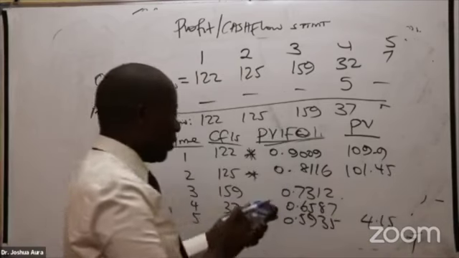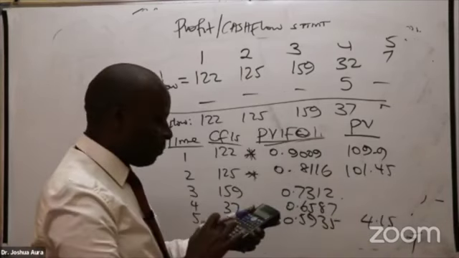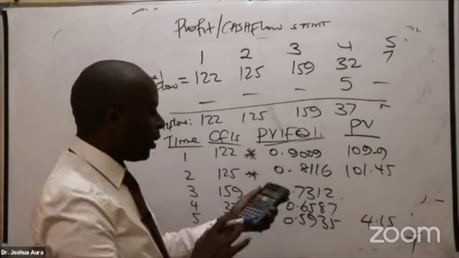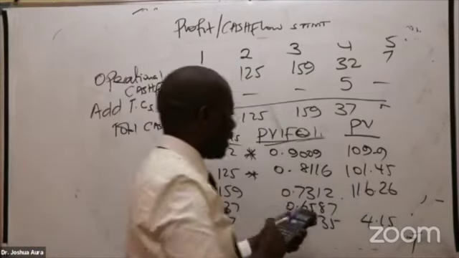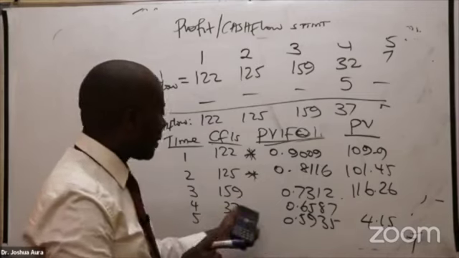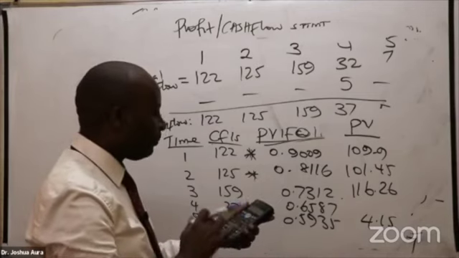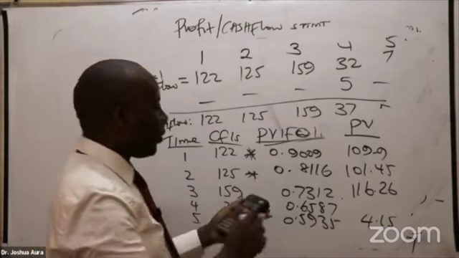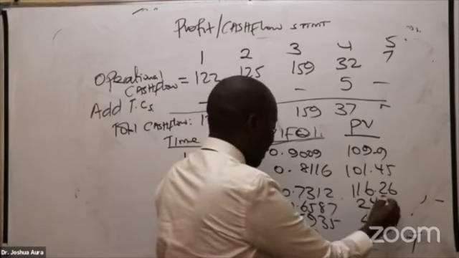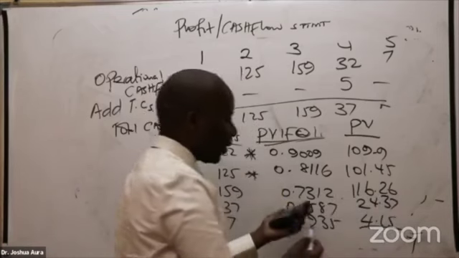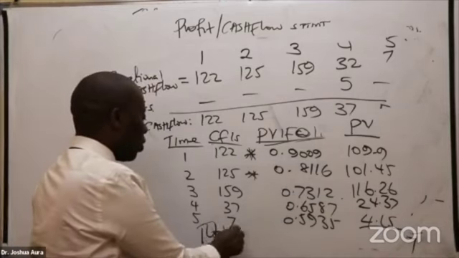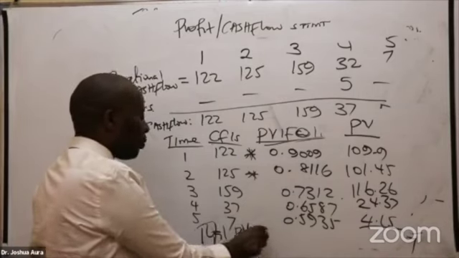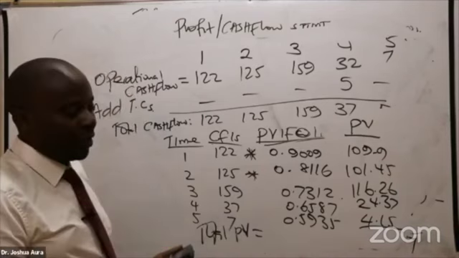101.45. Then we have 159 times 0.7312, which gives us 116.26. The last one is 37 times 0.6587, which gives me 24.37. So come and give us the total present value down here, the total PV.